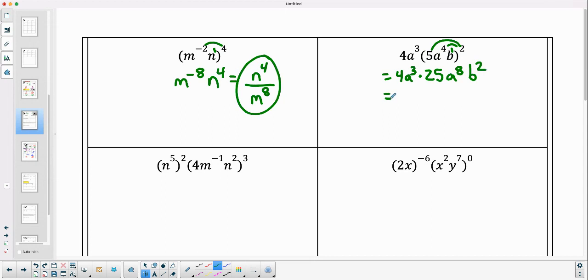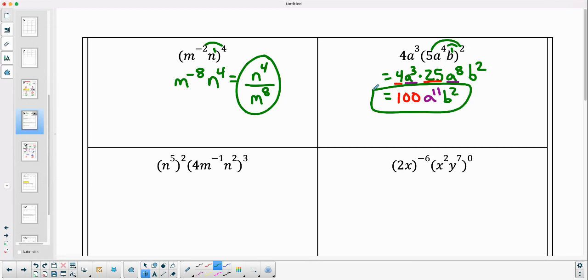Okay, we can multiply this 4 and this 25. That's 100. And now we have adding exponents here with the a to the third and the a to the 8th. Now it's two of the same base, so this is like yesterday: a to the 3 plus 8, so a to the 11th. And then the b squared didn't have anything to combine with, so that one's done.